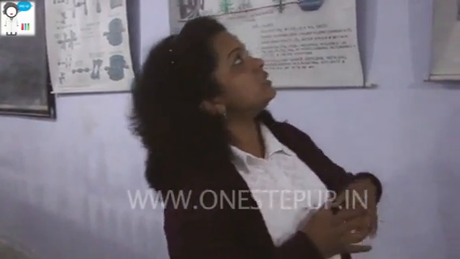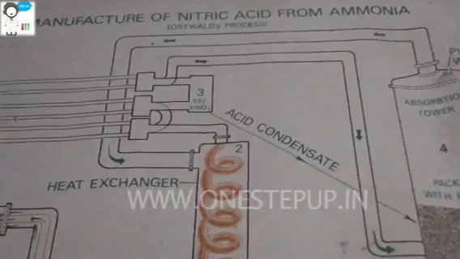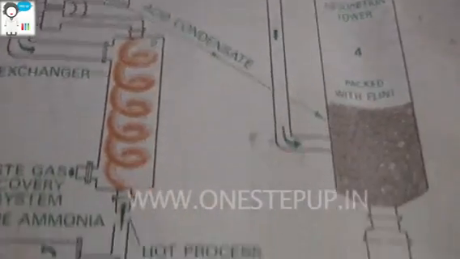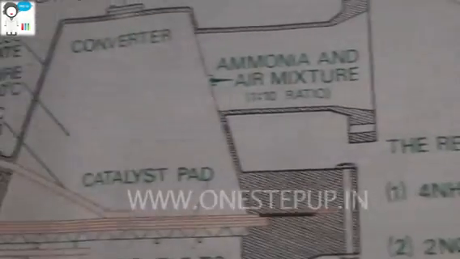For example, you can see the manufacture of nitric acid from ammonia. Now these two are very important chemicals, especially in the fertilizer industry, and they are the starting building blocks for manufacture of fertilizers in our country.